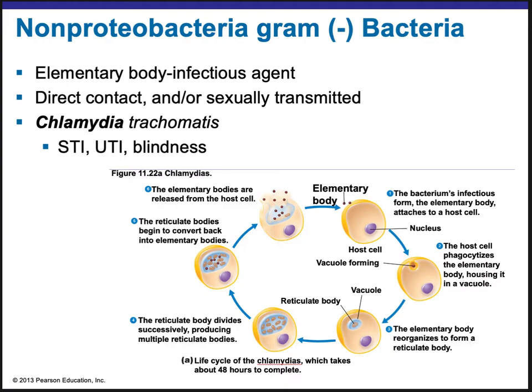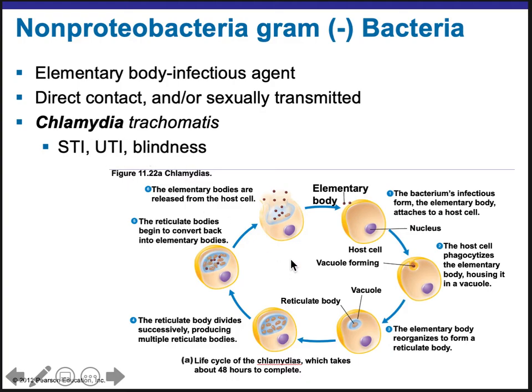You can have congenital transmission from mother to child, and that can also cause blindness in the child, and it can also cause UTIs, which again is typically sexually transmitted. But if you were to have direct contact, I can't really think of how you would have direct contact without it being sexual transmission.